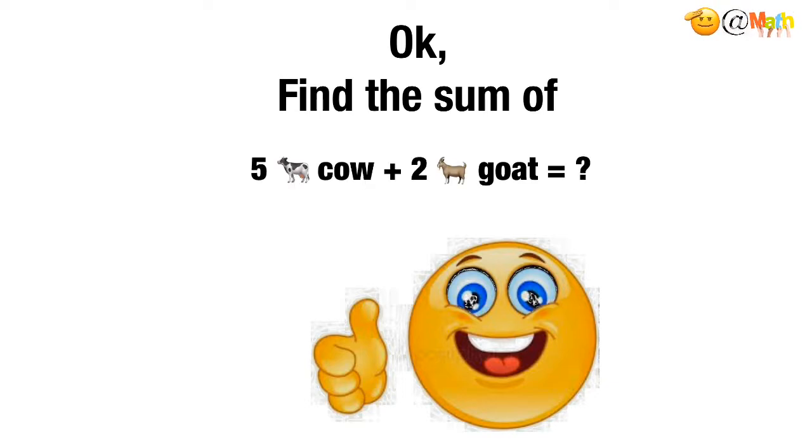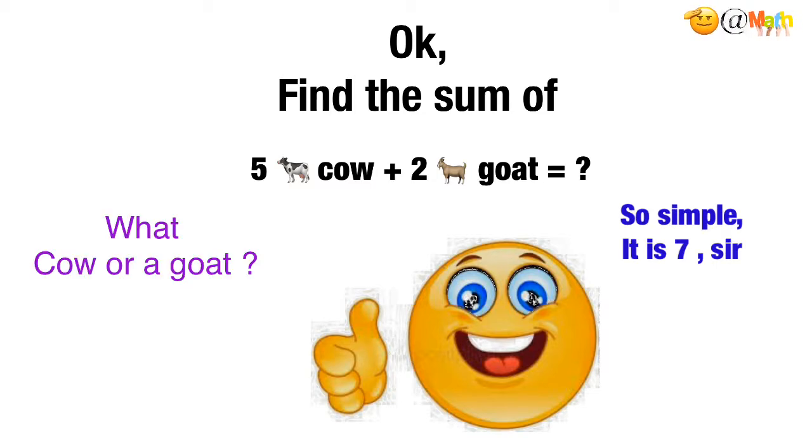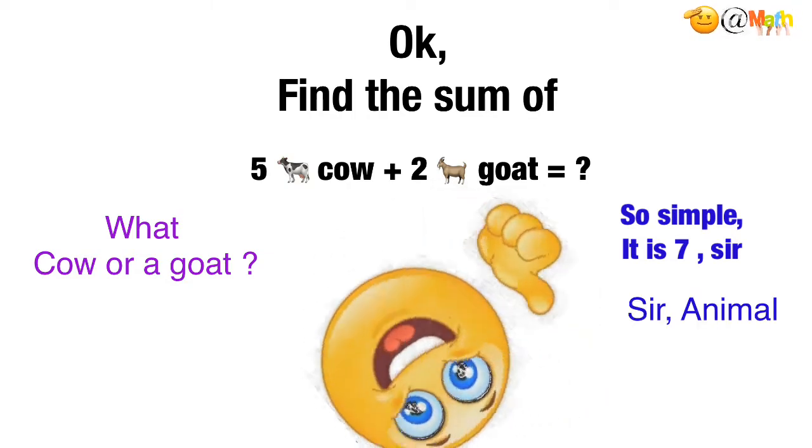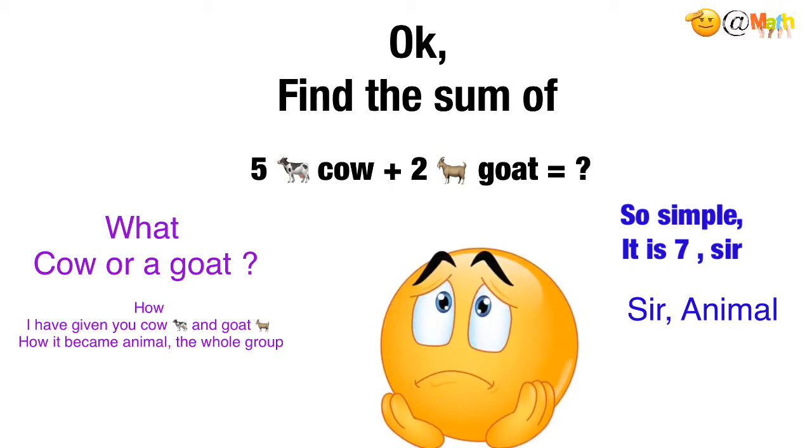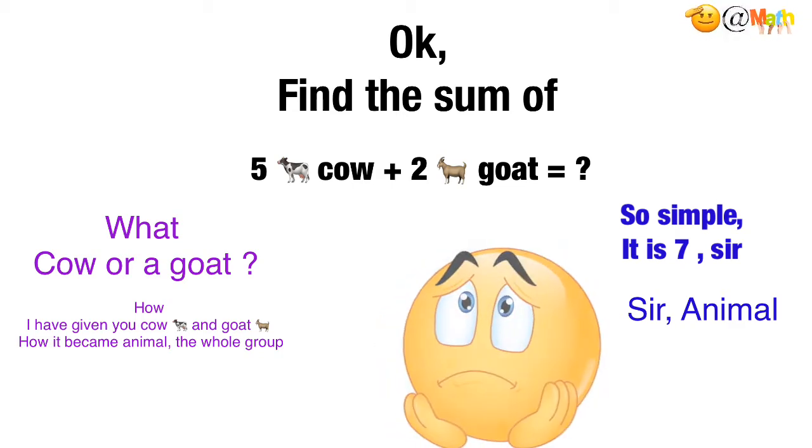5 cow and 2 goat. So simple. It is 7, sir. What? Cow or goat? Sir, animal. How? I have given you a cow and a goat. How did it become animal? The whole group?